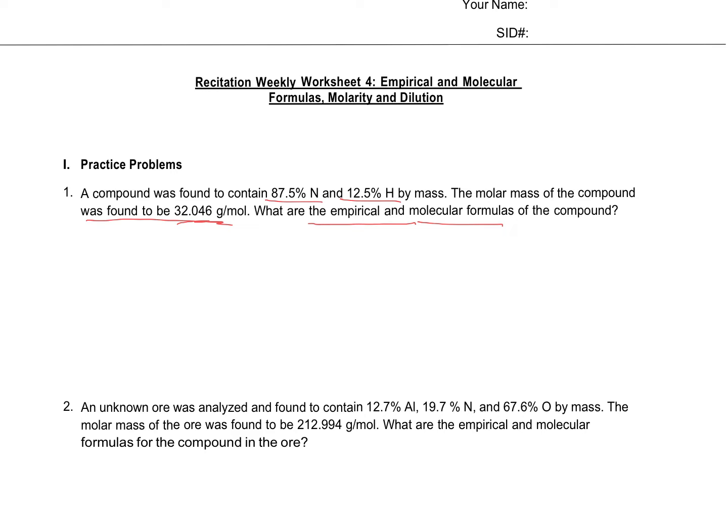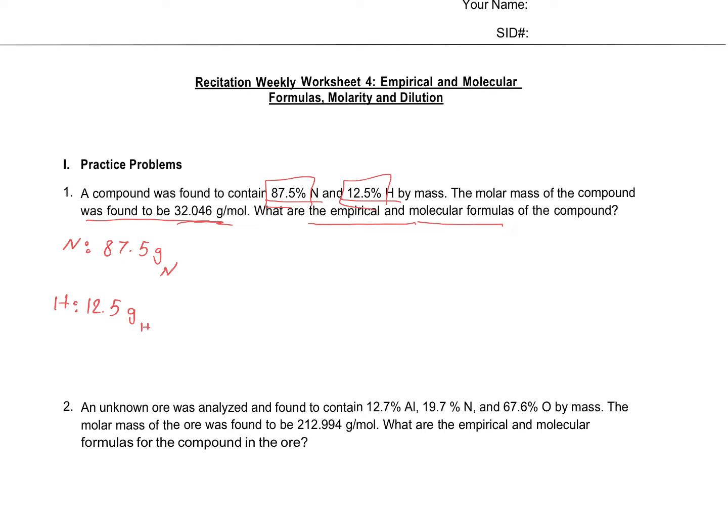Okay, how do we do that? In all of these kinds of questions, we assume we have 100 gram of the compound if we have percentage. So if we get the percentage of each element, you assume you have 100 gram of the compound, then these percentages turn into the mass of each element. Okay, so if we have 100 gram of the compound, we have 87.5 gram of nitrogen, and we have 12.5 gram of hydrogen. That's the first step, right?